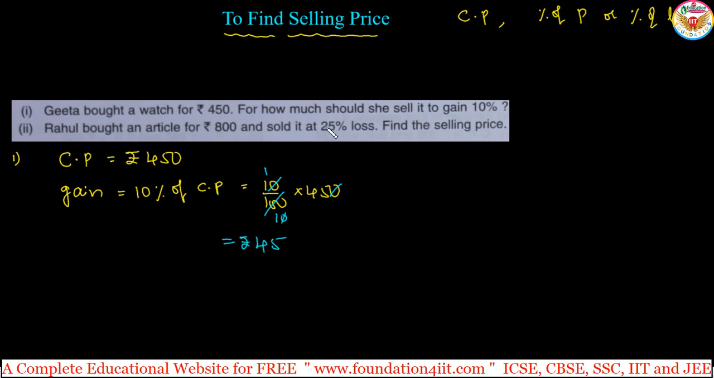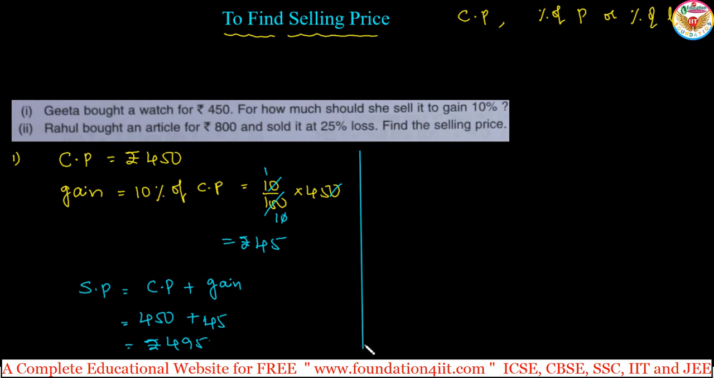Now the selling price is what we are supposed to find out. We know the formula: selling price, cost price, gain relation. Selling price is cost price plus gain. Now cost price is 450. To get 10% profit, she's supposed to sell for 45 rupees extra. So gain is 45. Now 450 plus 45 is rupees 495. Right? So this is about this one. One more question, let me show here. Second one.